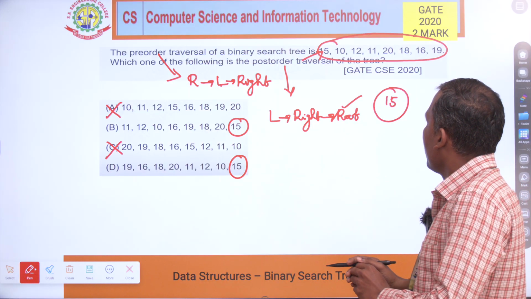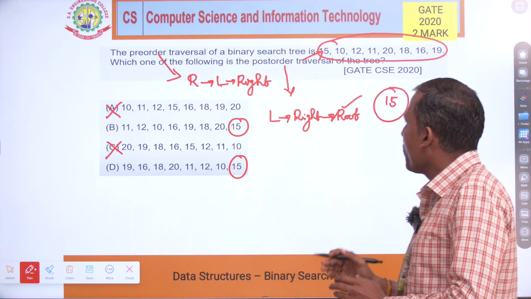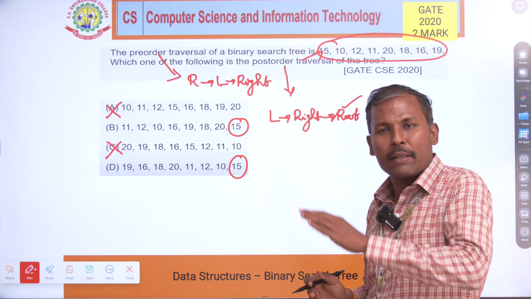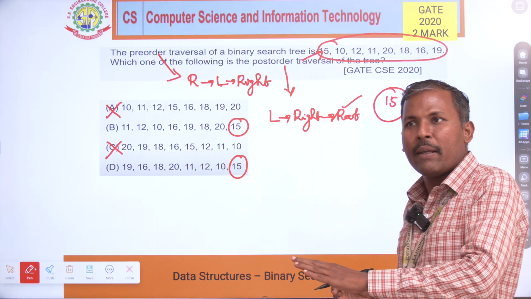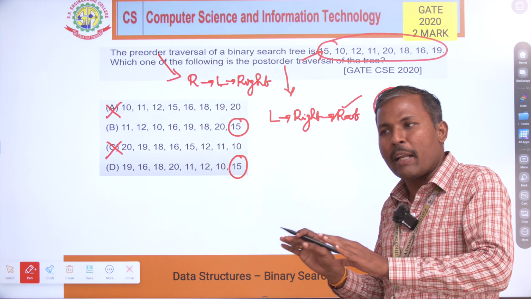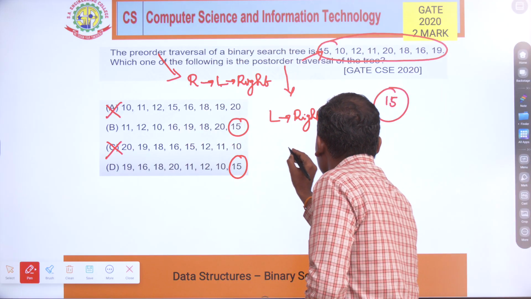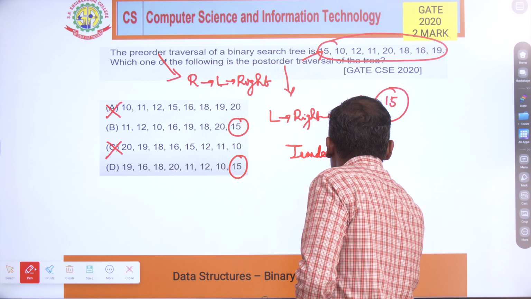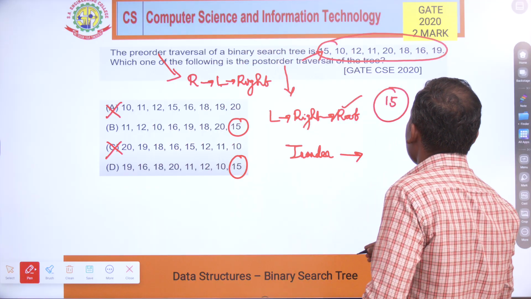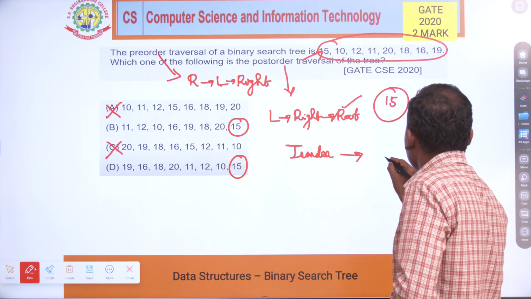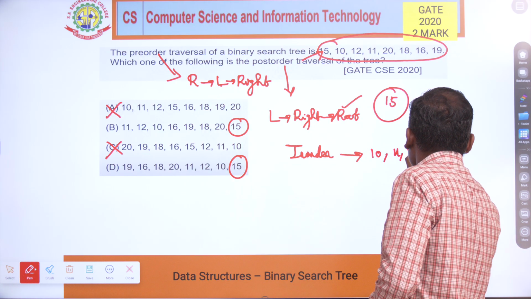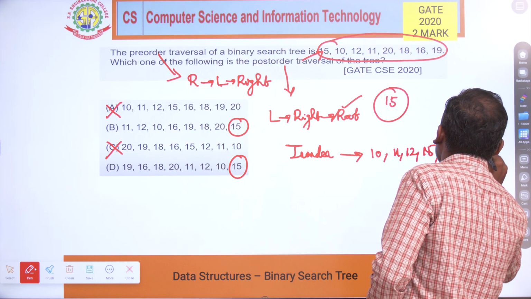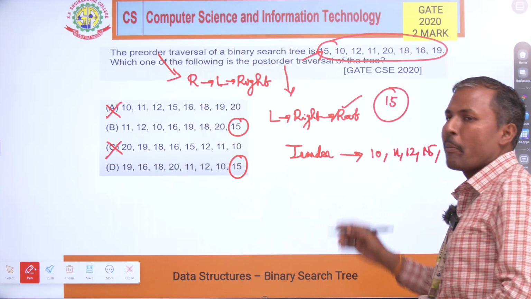Now the next clue is, let us write the in-order traversal. We know that in in-order traversal, all elements are sequenced in ascending order. For a given binary search tree, if it follows the binary search property, then in in-order traversal elements will always be sorted in ascending order. So let me write the in-order for the given question: 10, 11, 12, 15, followed by 16, 18, 19, 20. This is your in-order property, right?